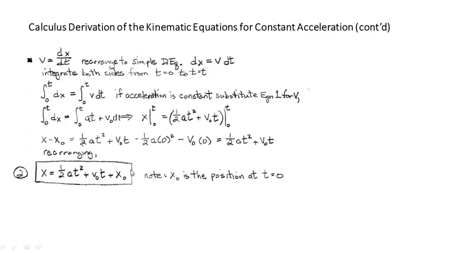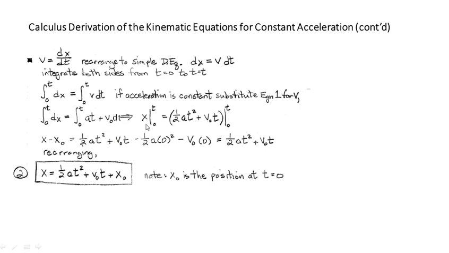Let's move on to our second derivation, and for this we start with the definition of velocity. It is equal to dx/dt, or the change in position with respect to time. We once again rearrange this to form a simple differential equation, dx equals v dt. We integrate both sides from t equals 0 to t equals time, and that gives us these integrals. If acceleration is constant, we can substitute equation 1 from the previous slide for velocity. And notice we did that down here on the right hand side. We put in a times t plus v sub 0.